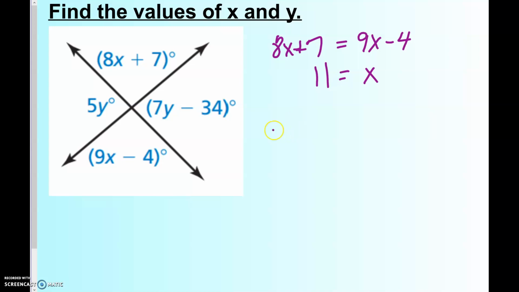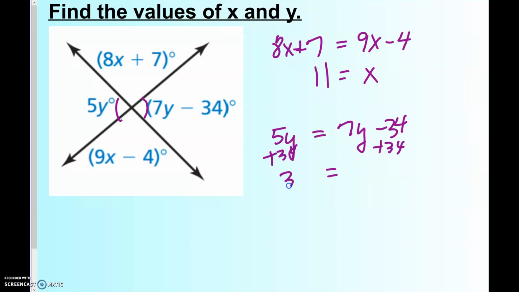And then now we can set up, because this is going to be a vertical pair, 5y and 7y minus 34 are going to have to be equal because these angles form a vertical angle and they are congruent. So I'm going to subtract 5y and add 34. So I'm going to add 34 to both sides. And then I'm going to subtract 5y from both sides. I'm going to divide both sides by 2. And so I get y to be 17. So it looks like x is 11 and y is 17.